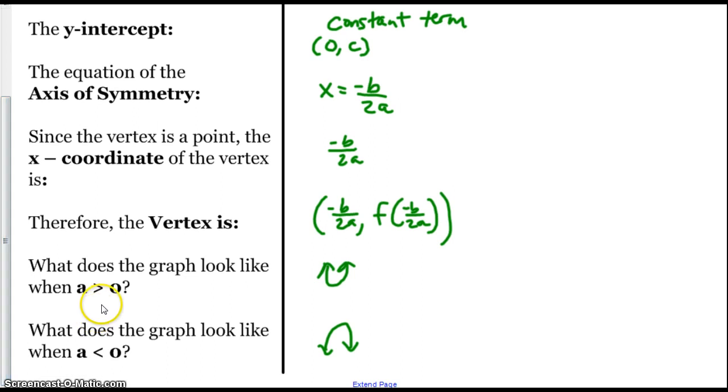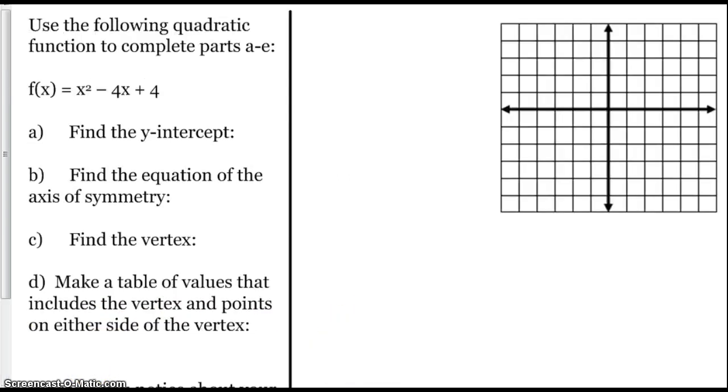Lastly, our graph will go up when our a value is greater than 0, and it will go down when it's less than 0. Okay, let's now try this in this problem that's on your notes.